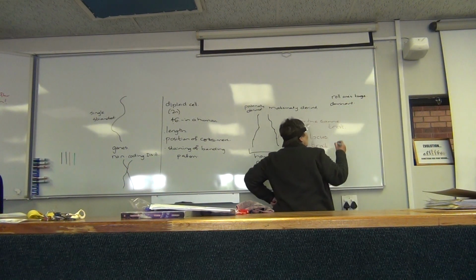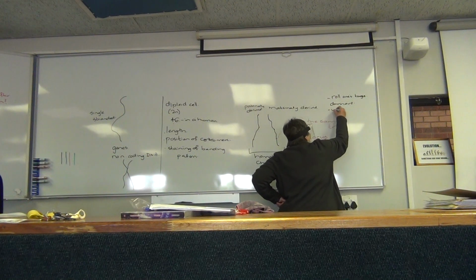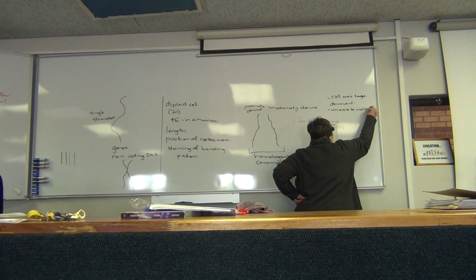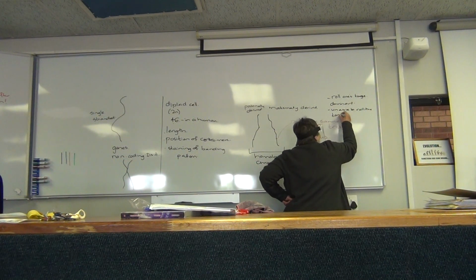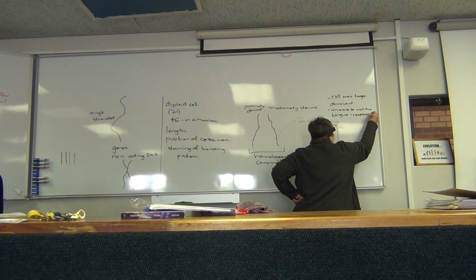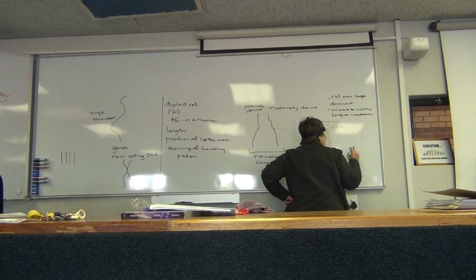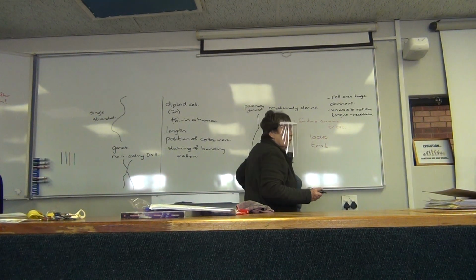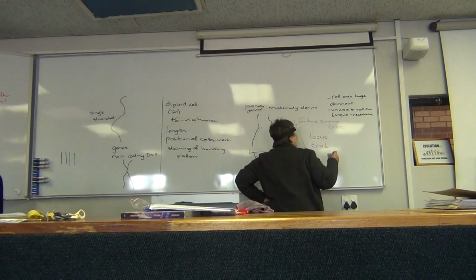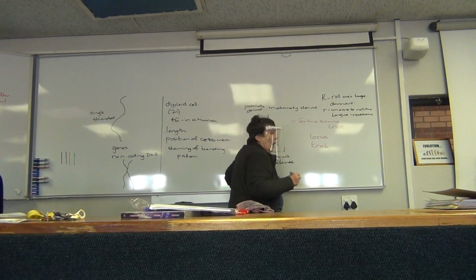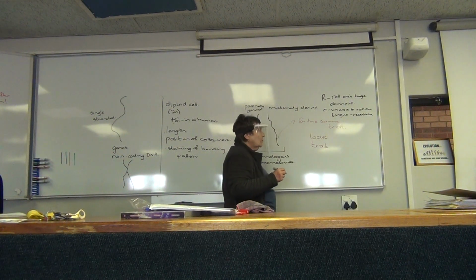And the gene to be unable to roll the tongue is recessive. So know those two words, dominant and recessive. Then the symbols that you would choose if you were doing a genetics problem are capital R for being able to roll the tongue and lowercase r for being unable to roll the tongue.